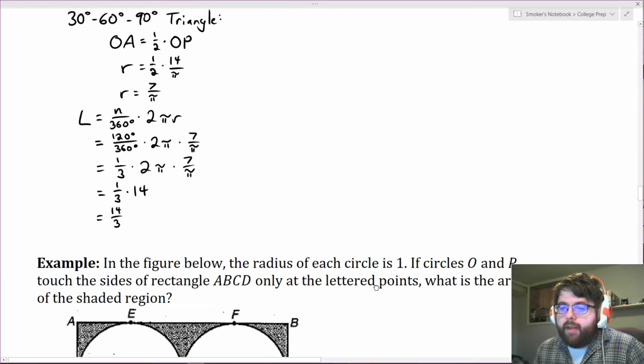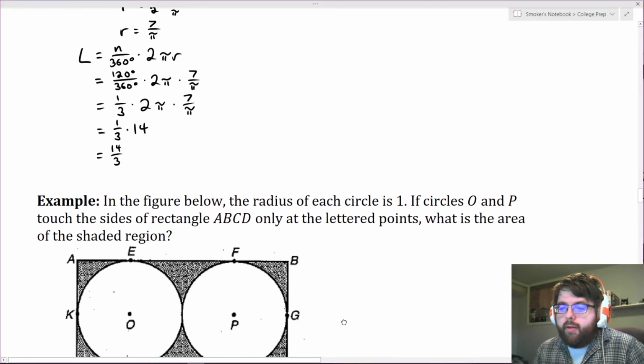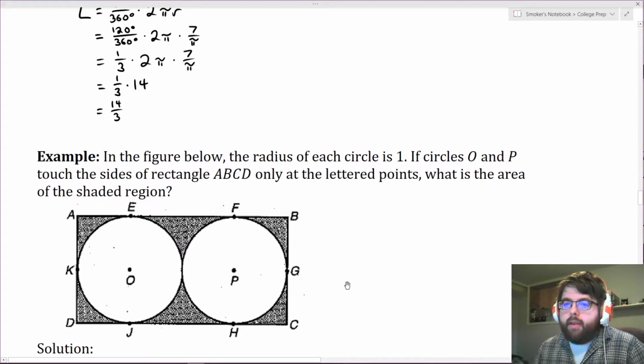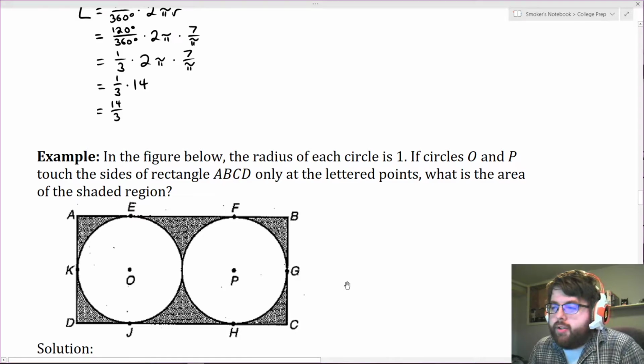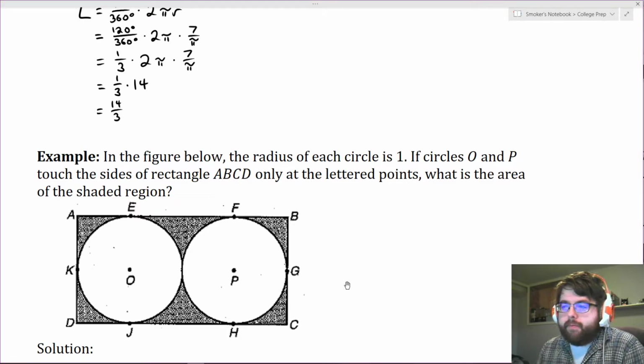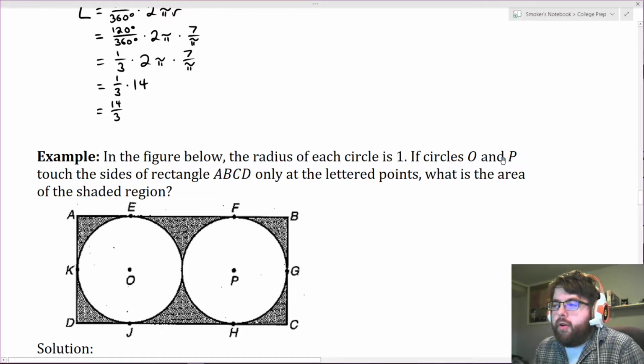Good stuff. So let's do another example here. In the figure below, the radius of each circle is 1. So telling us that the radius of each circle is 1. If circles O and P touch the sides of the rectangle ABCD, that's just making it clear that each of these circles come up and touch it at one point, even though sometimes, like graphically, maybe it's my scanning, maybe it's the print job, it might not. There might be a little bit of question about that.